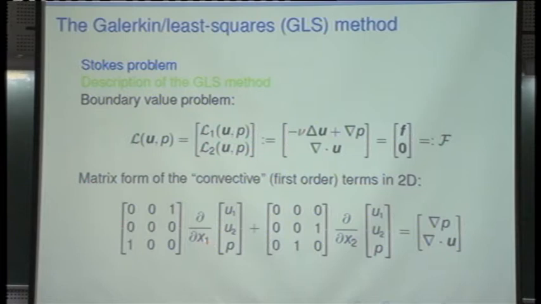If we compute that matrix multiplied by the derivative with respect to the first coordinate of the unknown, we have here derivative of pressure with respect to x1, and here we have derivative of pressure with respect to x2. So we have the gradient of the pressure, and in the last component we have derivative of u1 with respect to x1 plus derivative of u2 with respect to x2. So we have the divergence of the velocity. So we can write the first order terms in a sort of convective form. This is a matrix that we can call A1, times derivative with respect to x1 of the unknown, plus A2 times derivative with respect to x2 of the unknown.